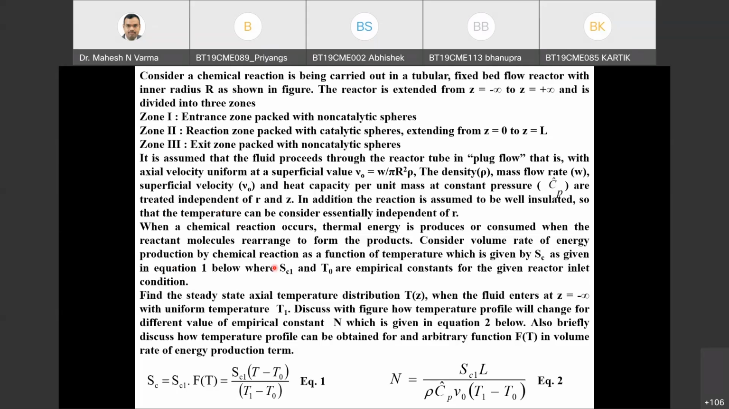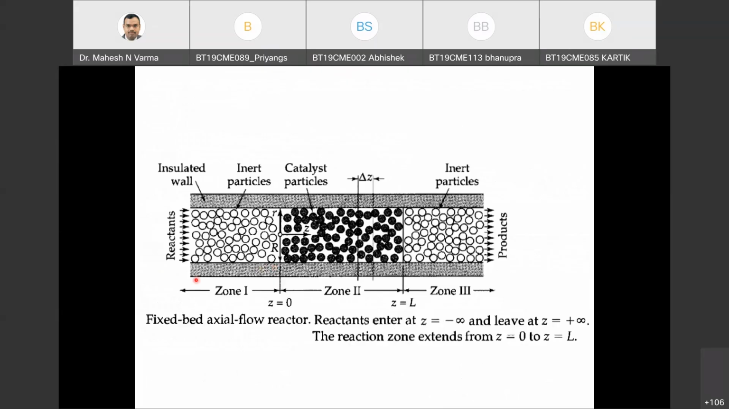Yes, sir. The variation of temperature is there only in the Z direction. Okay, this is the figure. There is a variation of temperature in the Z direction, and there is a flow of reactant and product also. Here we are getting reactant, and after here we are getting reactant and product. Flow is there. So what will be considered? Whether convection, conduction, or what needs to be considered?